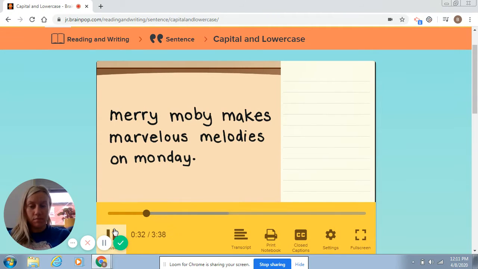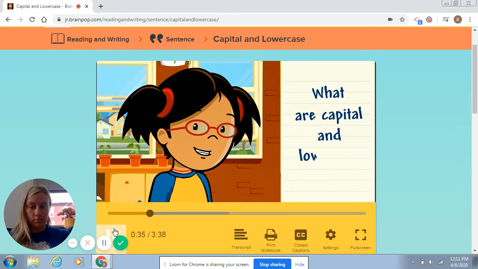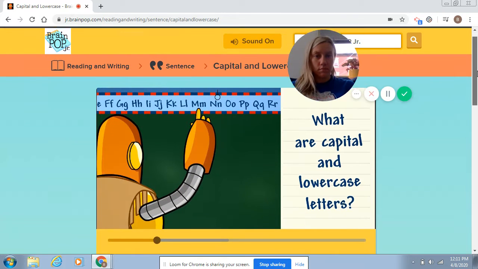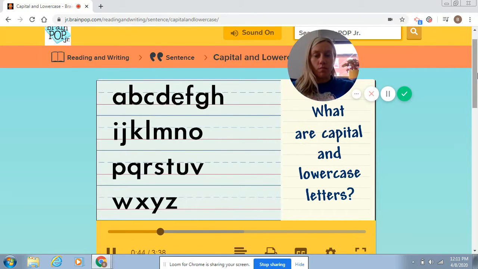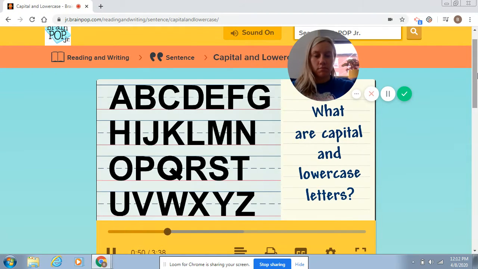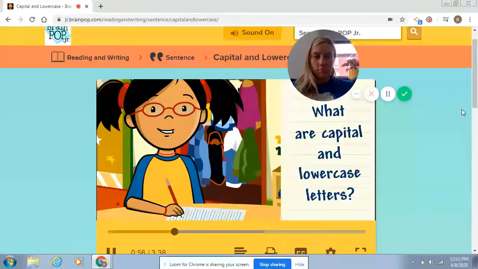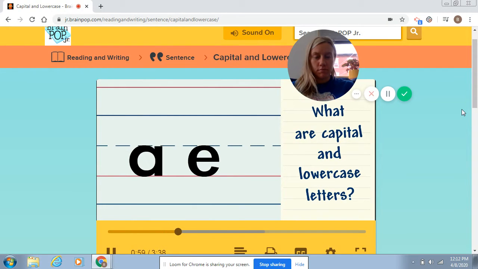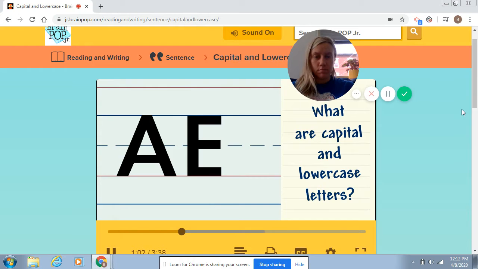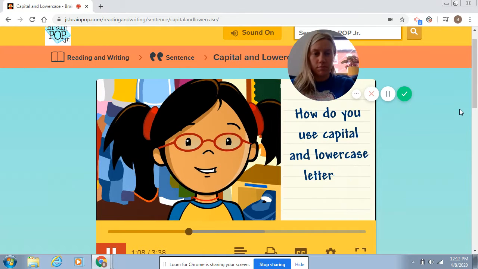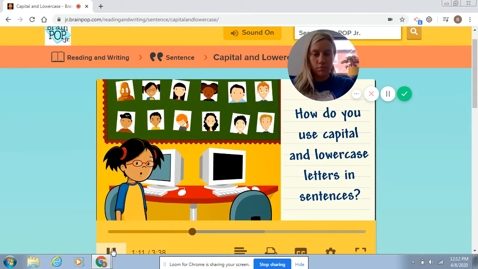All right. What are capital and lowercase letters? I know there are two ways to write letters in the alphabet. I like the lowercase letters because they don't always stay between the lines. Capital letters can look pretty different though. When you capitalize a letter, you make it uppercase. Some letters that are curvy when they are lowercase become straight when they're capitalized. Good question, Moby. How do you use capital and lowercase letters in sentences? I know the first word of a sentence is always capitalized.